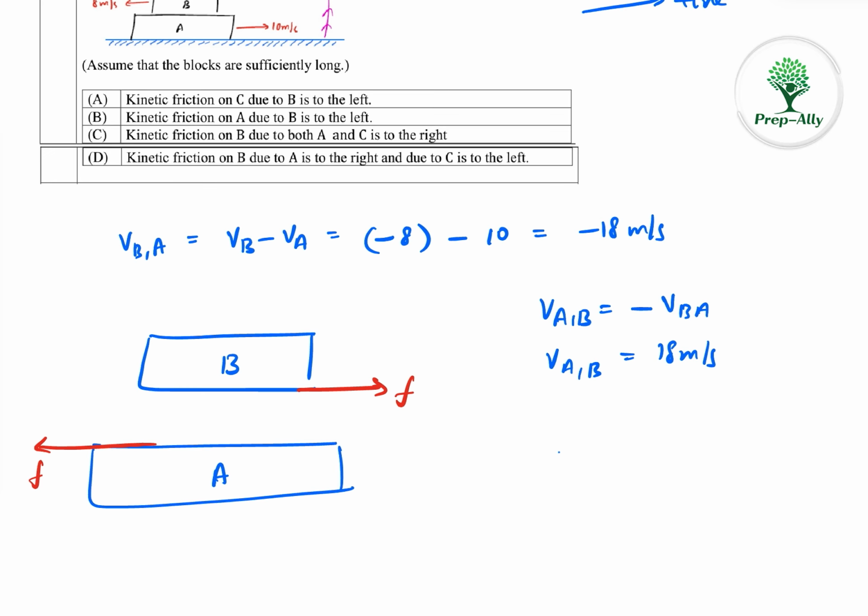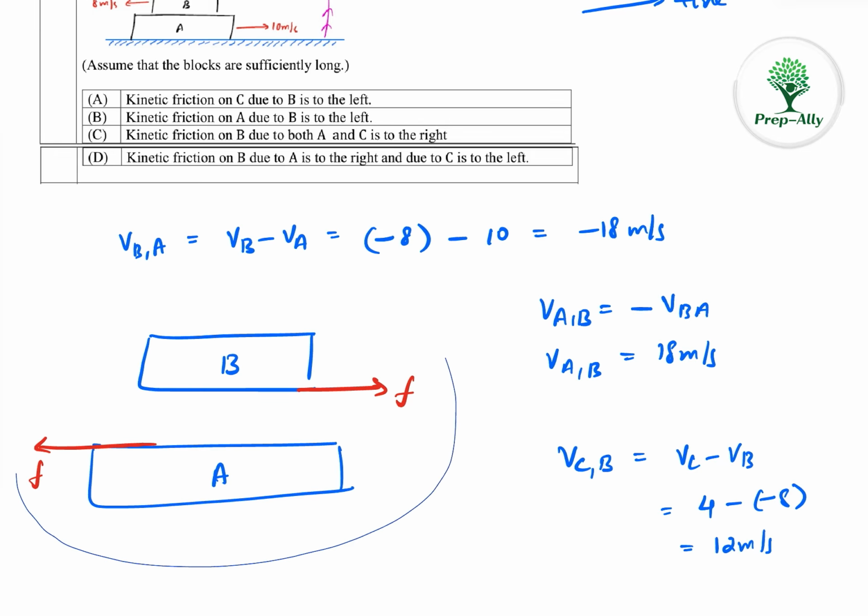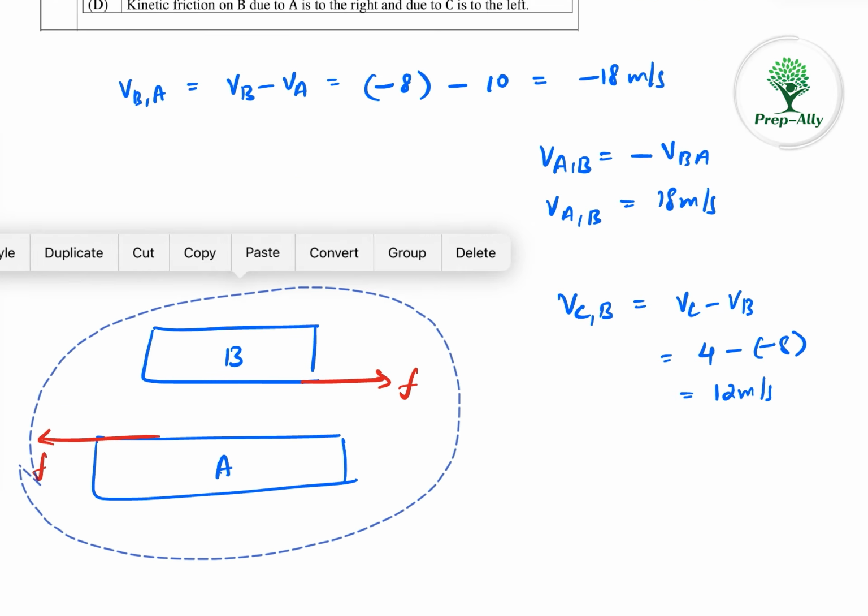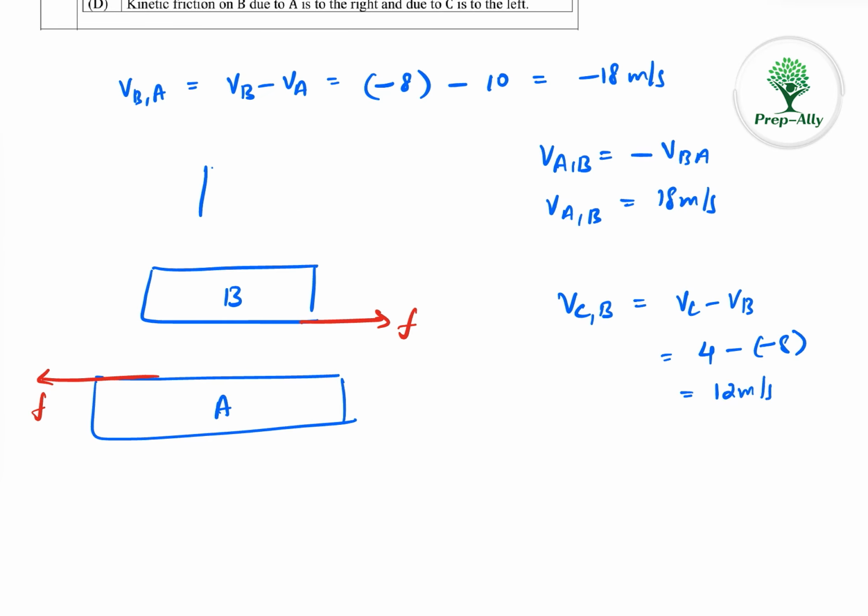Similarly, let's get the direction of friction between B and C. What is the velocity of C as seen by B? That is velocity of C minus velocity of B. Now C moves to the right while B moves to the left, hence the minus sign. So it is 12 meter per second. So let us also draw C here itself. So here, as seen by B, C is trying to move this side. The positive sign shows right side. So to prevent that, friction on C because of B will be in the opposite direction, left side.